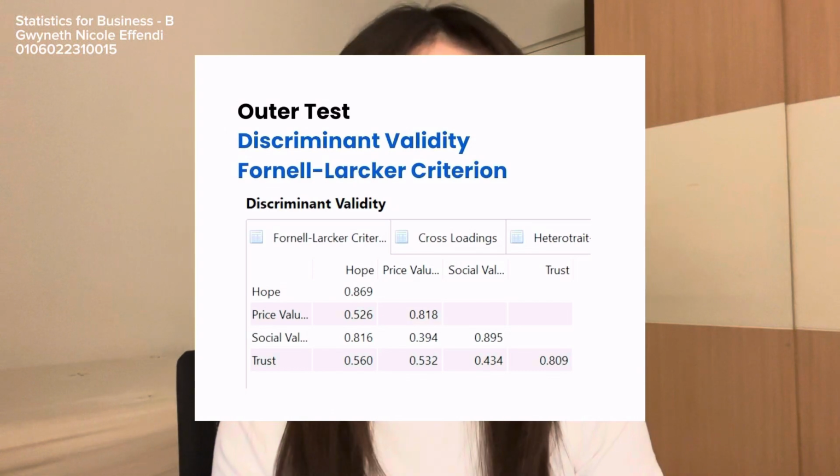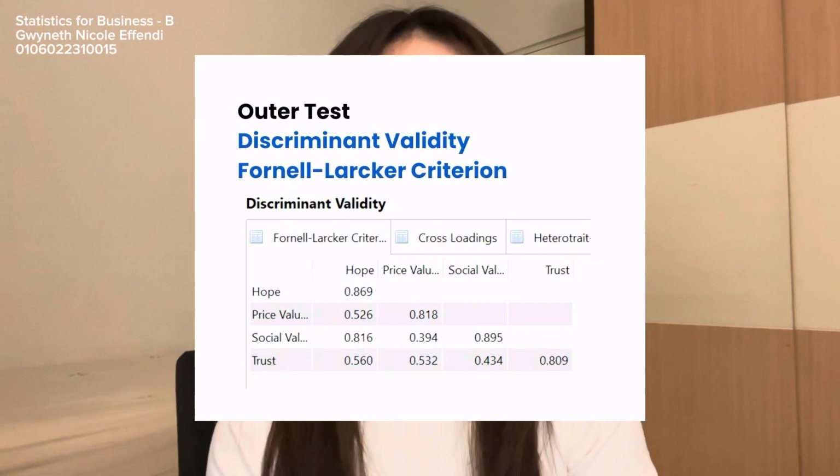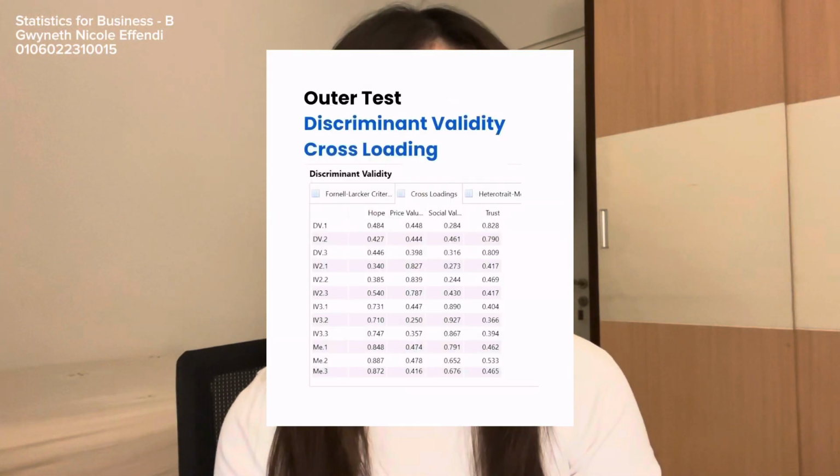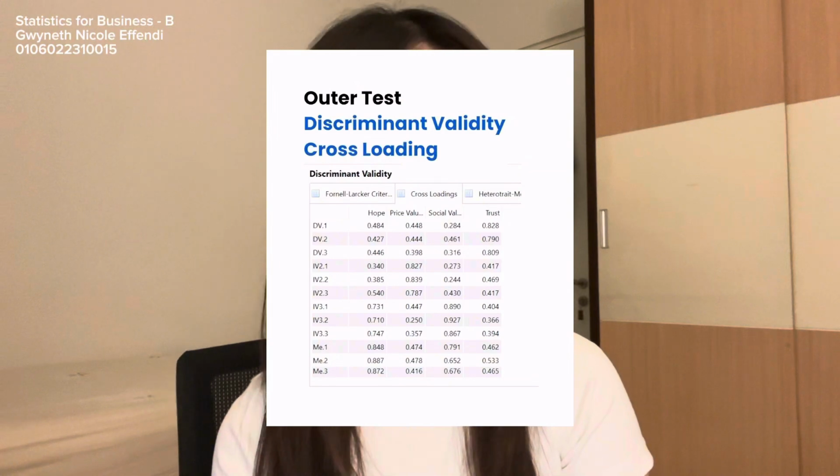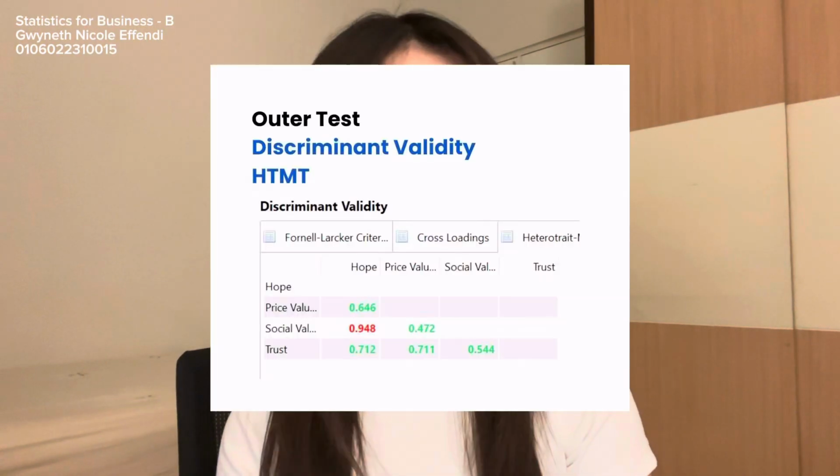I checked using 3 methods. The first is the Fornell-Larcker criterion, which showed that each construct's AVE square root was greater than its correlations with other constructs. Second is the cross loadings, where all items loaded higher on their own construct than on others. And third is the HTMT ratio, which remained below 0.85 for all relationships. All of these confirm that each construct is both valid and distinct from one another.